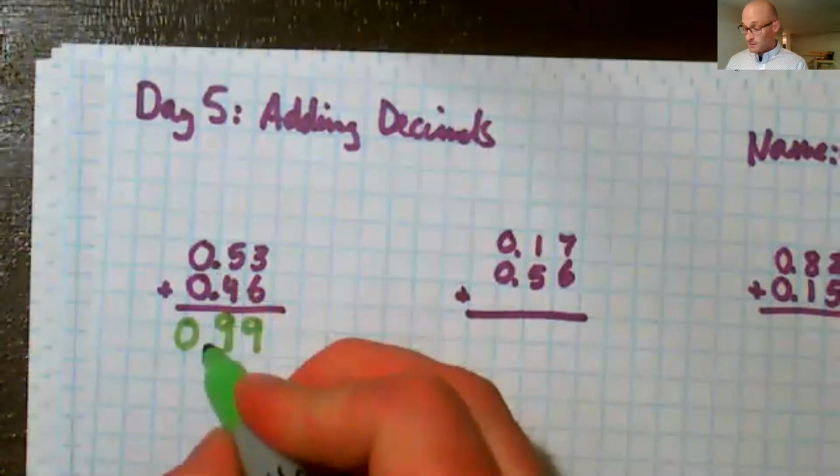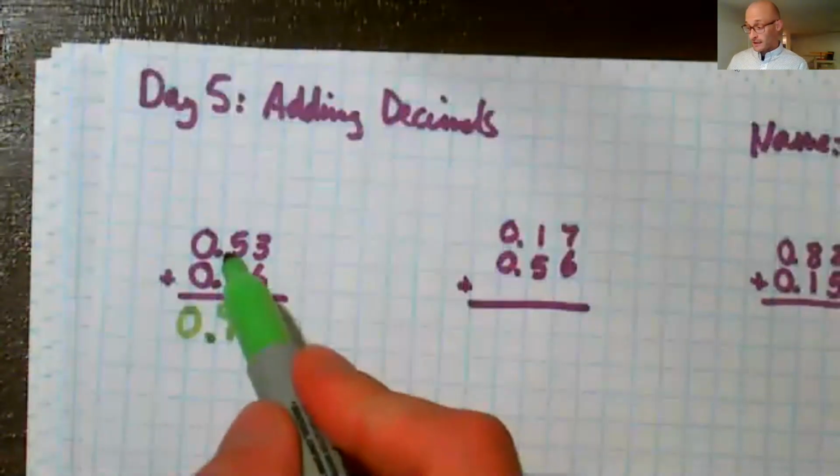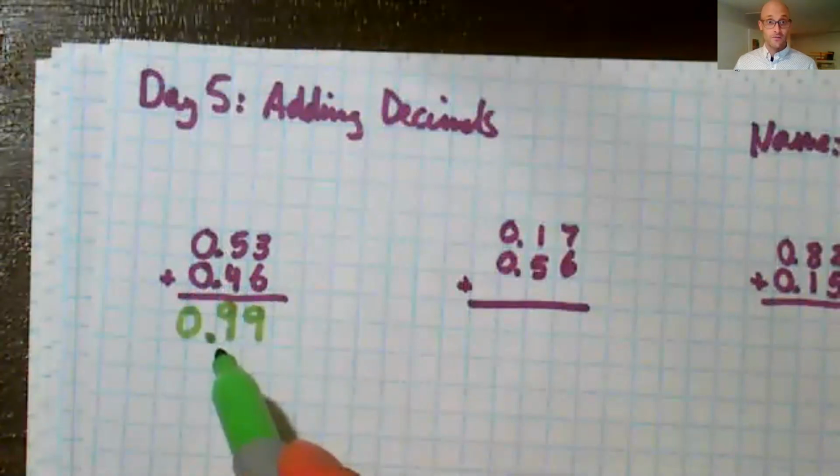Remember that I need to put this decimal point here. If I don't put that decimal point, instead of 99 cents, I'd say $99, which means something very different. So make sure that you have that decimal point in each of the 3 values, in the 2 that are being added and in your final sum.